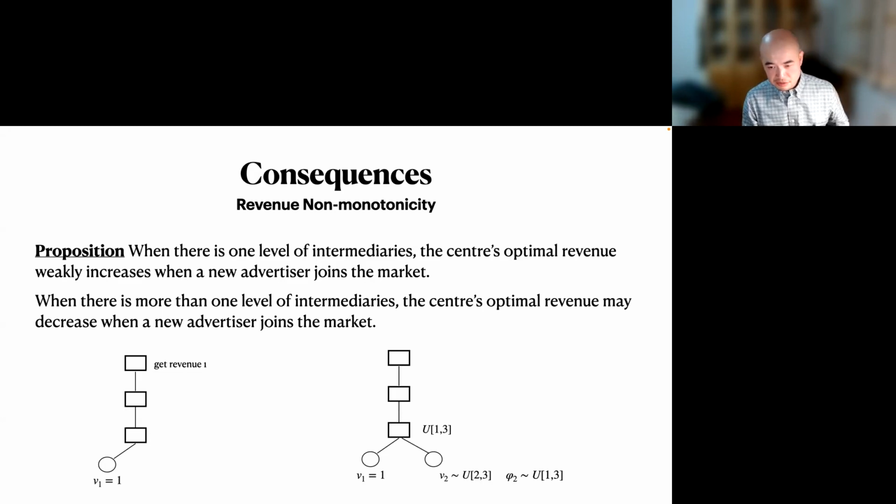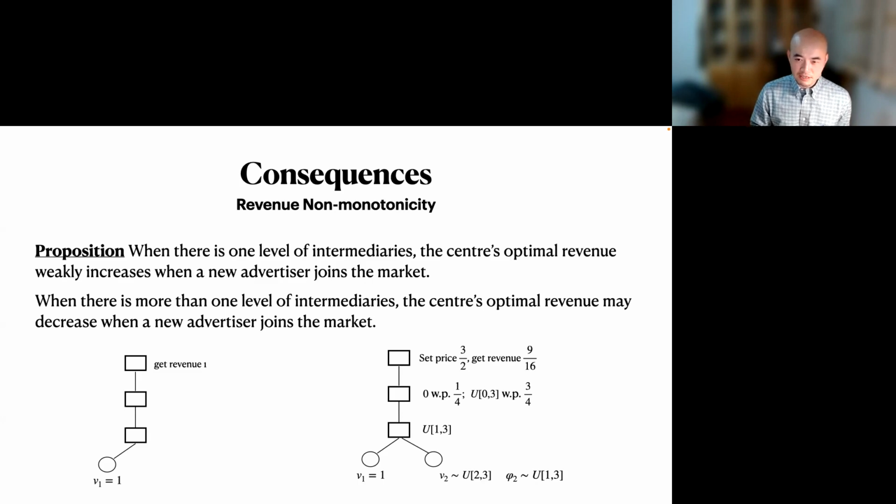Then the virtual value of this distribution is 0 with probability 1/4 and uniform between 0 and 3 with probability 3/4. And therefore the center's optimal auction is to post a price of 3/2, and he will get a revenue of 3/2 times 3/4 times a half, which is 9/16. And this is smaller than the revenue 1.